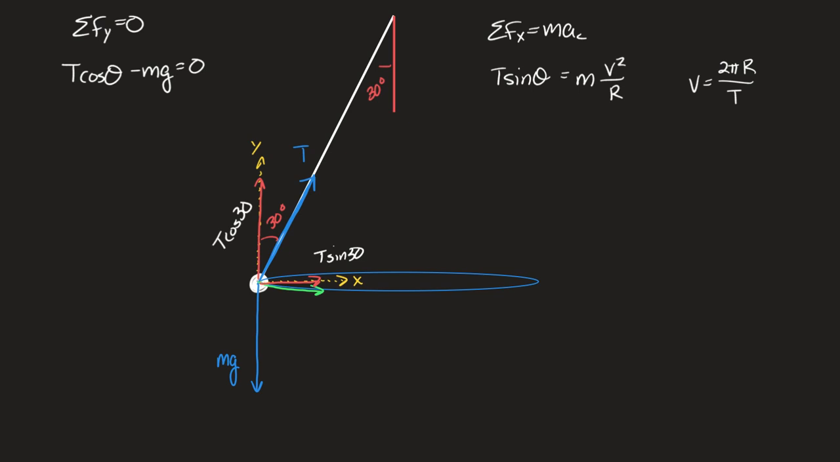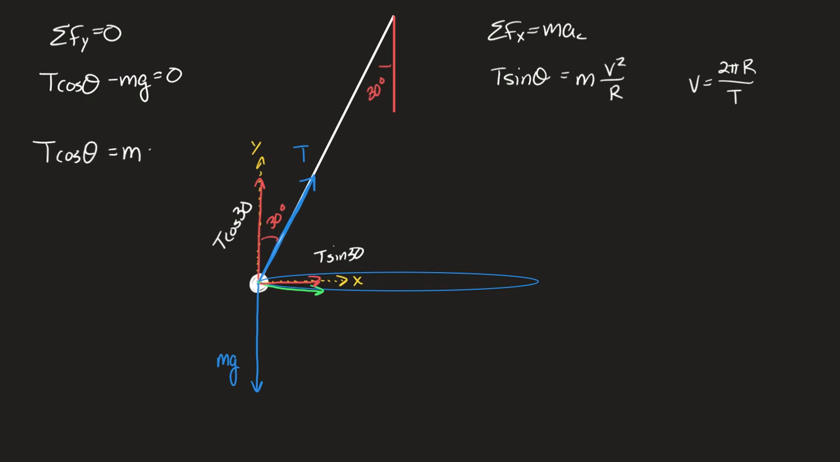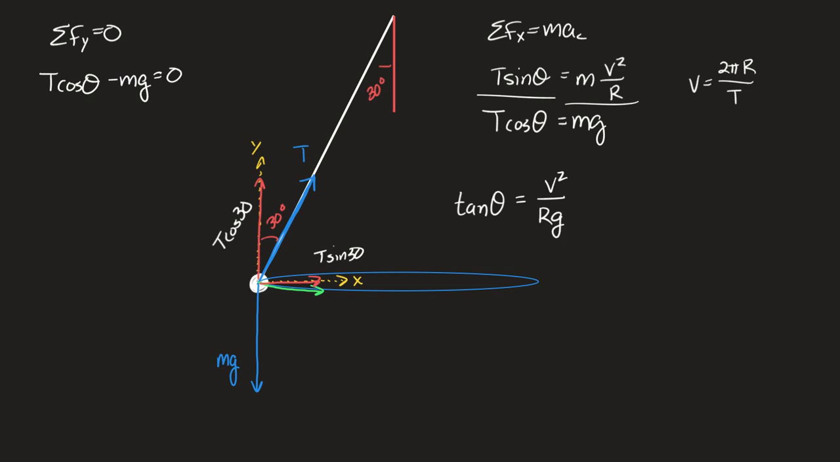So I'm going to start by solving this for T cosine theta, and taking it over here and canceling out the tension by dividing both sides of the equation. Again, we've done this before. So the left side's going to be tan theta. And the right side, the m's cancel out, but I do get v squared over rg.